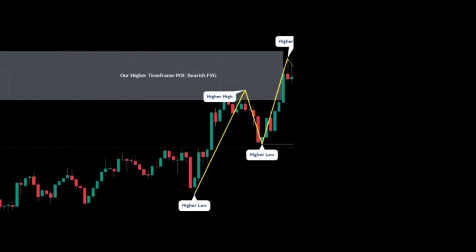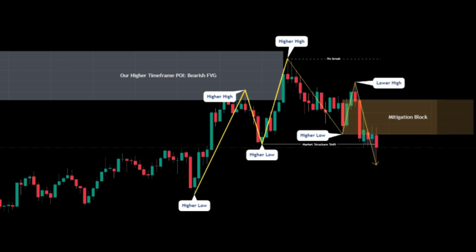3. Place your entry at the mitigation block. There are various ways to go about your trade entry. The aggressive approach is to place limit orders as soon as the mitigation block forms. If you're scouting a bearish mitigation block, for instance, place your sell limit order at the bottom of your mitigation block. If you're looking at a bullish mitigation block, place your buy limit order at the top of your mitigation block.